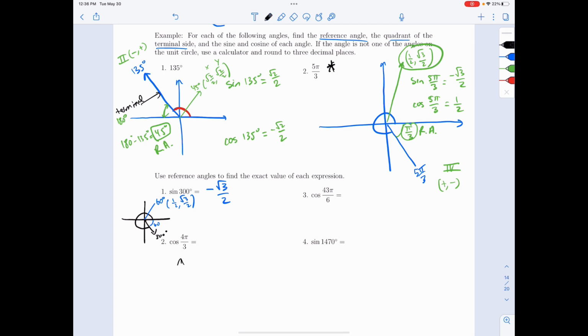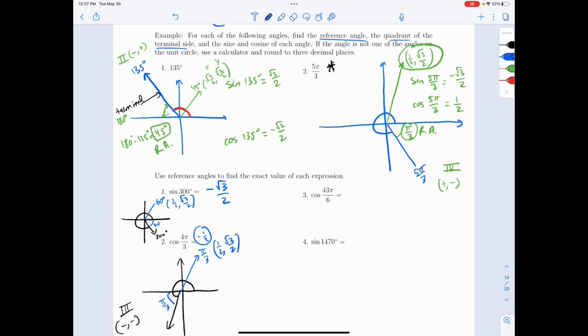Cosine of 4 pi over 3. 4 pi over 3 is in quadrant 3. In quadrant 3, both coordinates are negative. The reference angle for 4 pi over 3 is pi over 3. So I can think about that up here. And again, same coordinates as what we saw on the last two examples. This is 1/2, root 3 over 2. Cosine is the x-coordinate, and because we're in quadrant 3, it's negative, so this is negative 1/2. So those two are pretty straightforward.